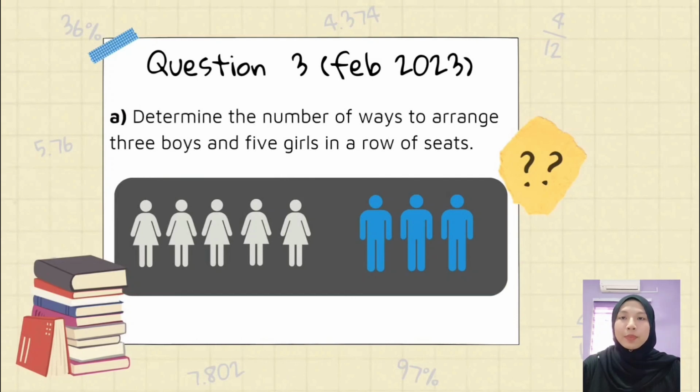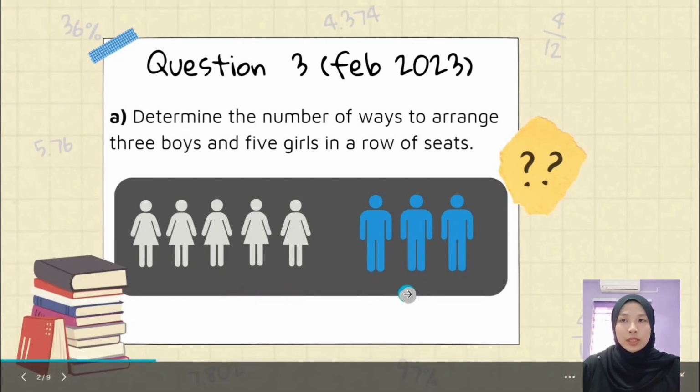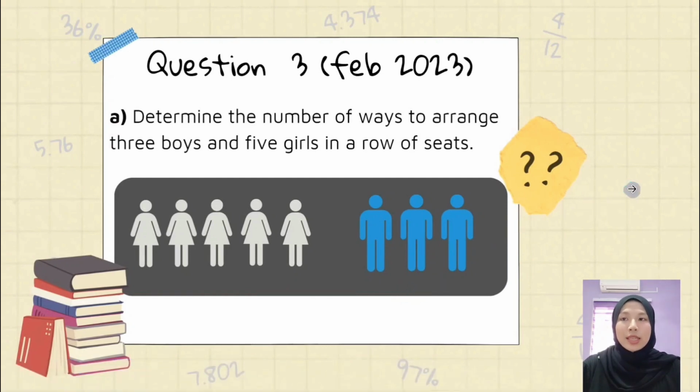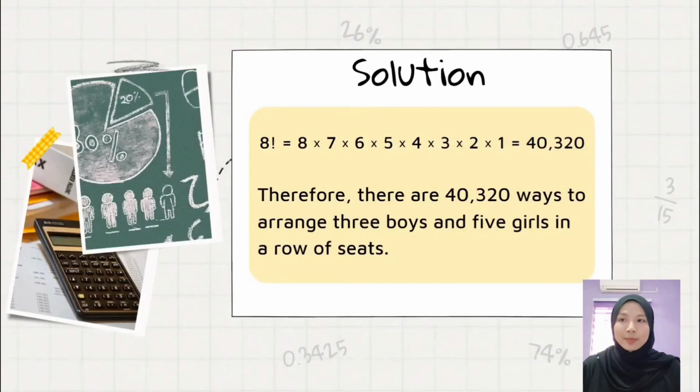5 girls in a row of 6. So to determine the number of ways to arrange 3 boys and 5 girls in a row of 6, we need to calculate the total number of permutations. So we have 8 people in total, which are 3 boys and 5 girls, and we want to arrange them in a row. Since the order matters, we can use the concept of permutations.